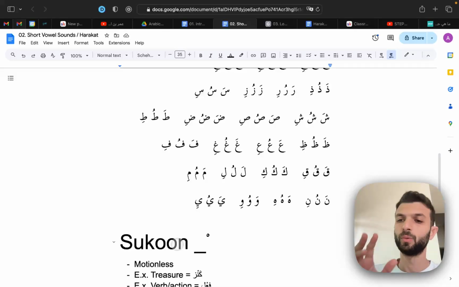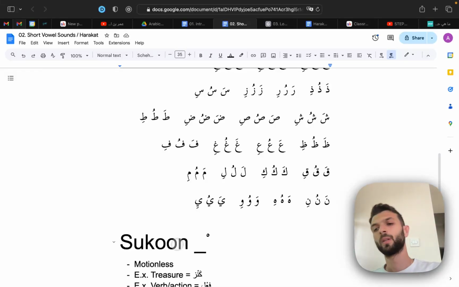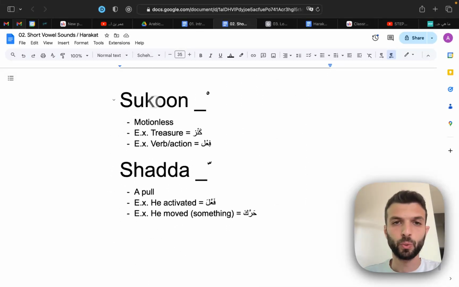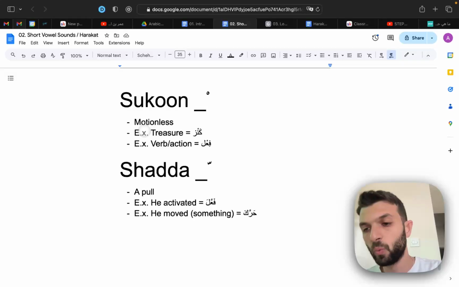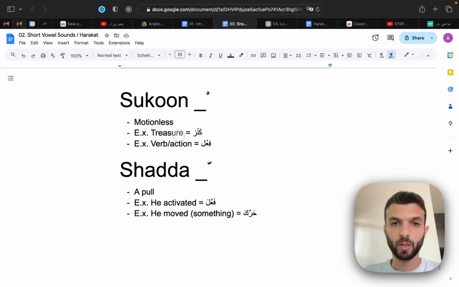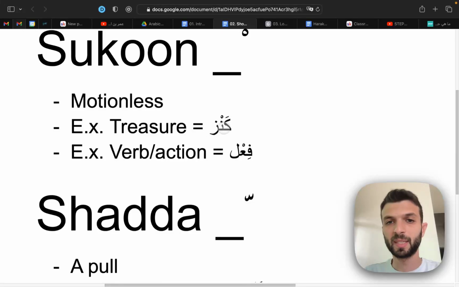And that's for you to refer back to and see how each letter is pronounced with the different harakat. Next are two harakat that are not vowel sounds. You've got the sukoon, which is a little circle that sits on top of the letter, and it doesn't combine with other harakat. So it's always the sukoon alone. The sukoon literally means motionless. What it does is it takes the vowel sound away from the letter, but keeps only the consonant sound. So let's take a look at treasure, which means kenz.